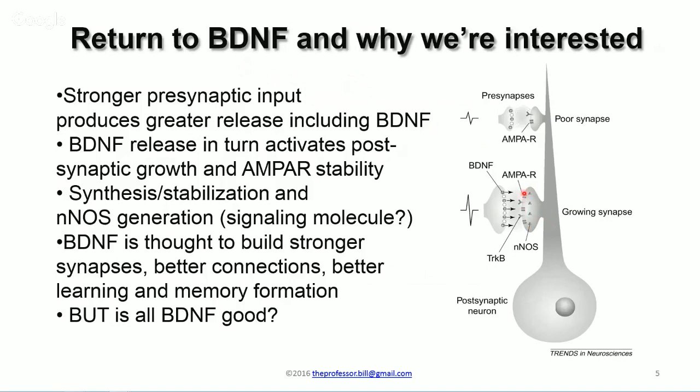and in addition, the AMPA receptor itself becomes more stable. There are other molecules that might be involved. For example, nitric oxide might be involved through the activity of nitric oxide synthase found in neurons, hence the nNOS. BDNF might be the trigger and the beginning of the cascade, but overall BDNF is really important in building bigger synapses, stronger synapses, as well as helping us in learning and memory.